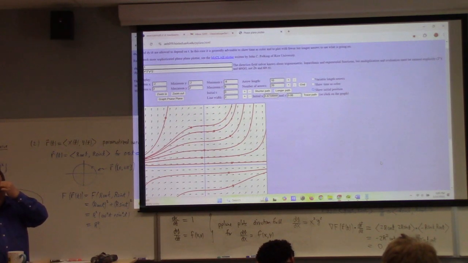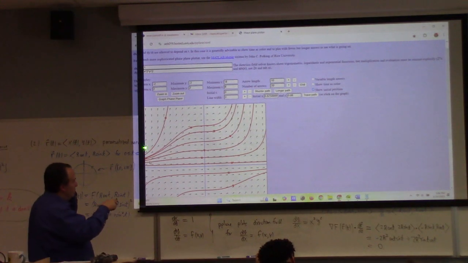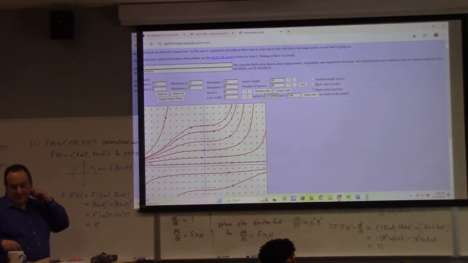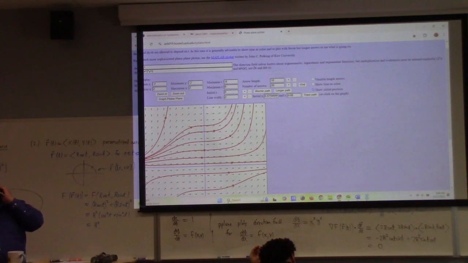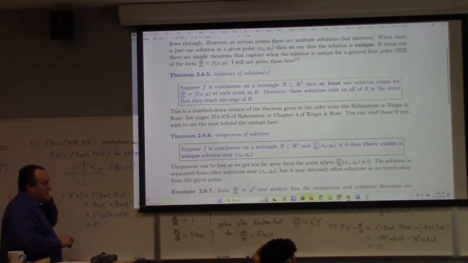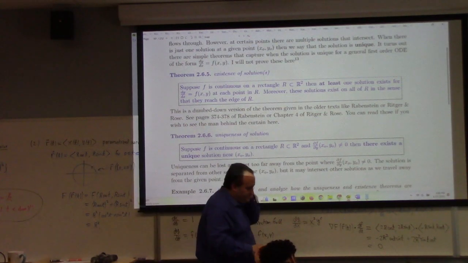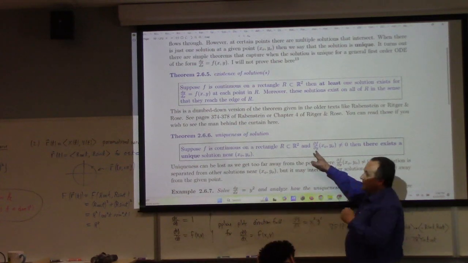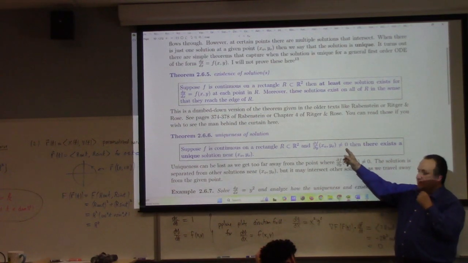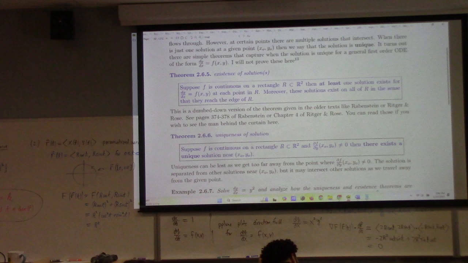Well, maybe some funny stuff is going on over here. See that? I'm not so sure; if we kept looking over here, maybe we might have trouble. Let's go back to my notes. So the second theorem that I wanted to share with you is uniqueness of solution. Suppose f is continuous on the rectangle, and its partial derivative with respect to y at that point is non-zero. If that's the case, then there exists a unique solution through that point.